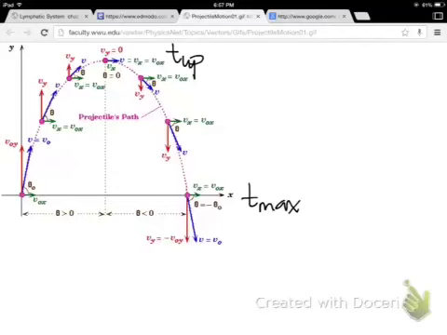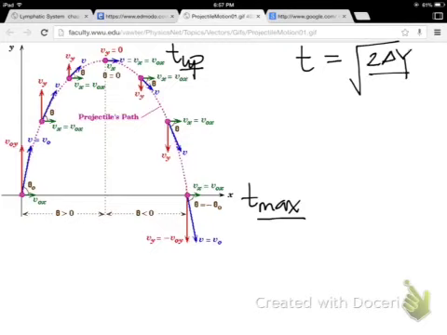Our next job is to find the total time at the maximum height and also the total time to reach your landing position. From our previous analysis of projectile launch horizontally, you use the value of the time by using the equation 2 delta y over g. But in this case, we do not know the value of delta y yet.